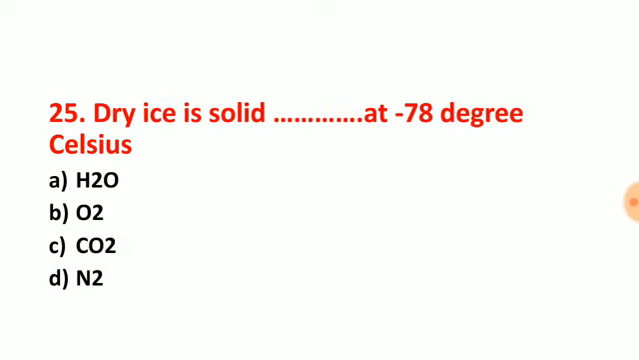Question number 25, dry ice is solid blank at minus 78 degrees Celsius. It is carbon dioxide. Solid carbon dioxide at minus 78 degrees centigrade is known as dry ice. It is called dry ice because it does not wet the surface on which it is kept. If you keep it on any surface, then the surface remains dry.